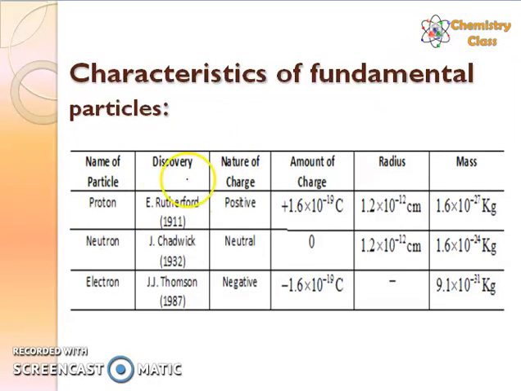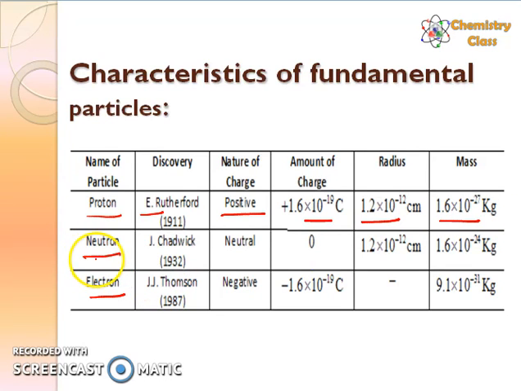Now let us see the characteristics of the fundamental particles of an atom. So here we have a chart prepared. In the chart you have proton, neutron and electron. Proton was discovered by whom? Proton was discovered by Rutherford. He did the gold experiment, right? So Rutherford discovered proton. The nature of the proton is positive and the amount of charge is plus 1.6 into 10 to the power minus 19 coulombs. Okay. Radius of the proton is 1.2 into 10 to the power minus 12 centimeter. Then mass of the proton is 1.6 into 10 to the power minus 27 kilograms.